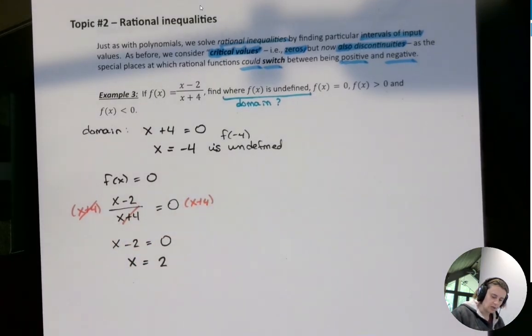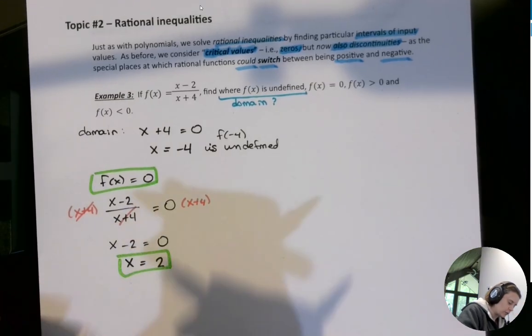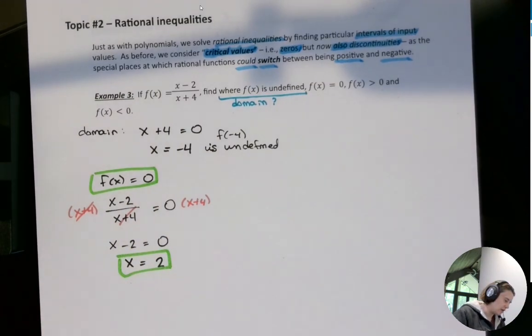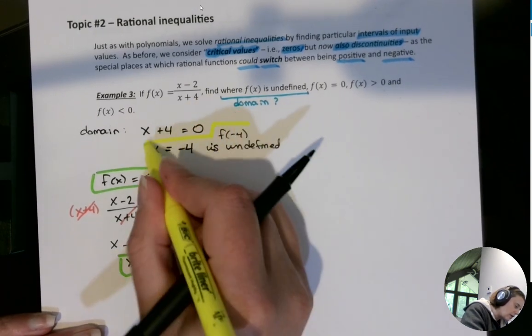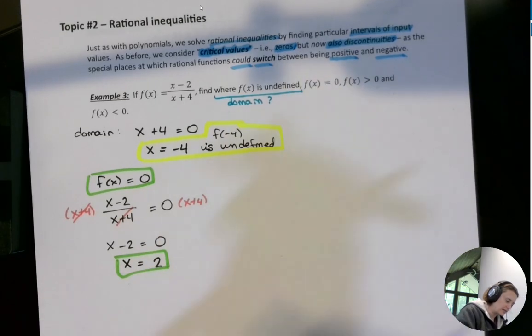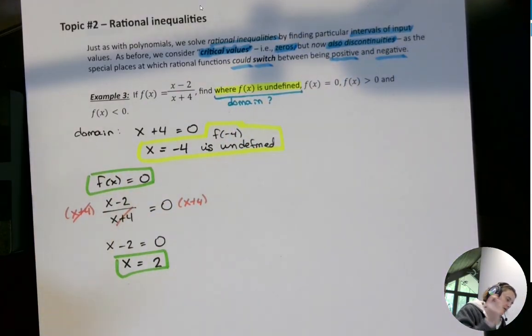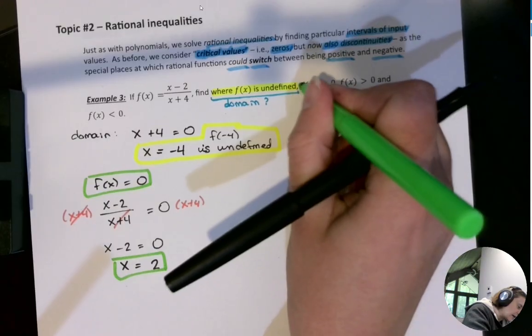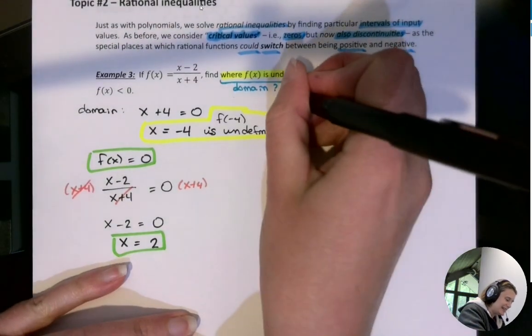So the solution to f of x equals 0 here is going to be x equals 2. I also should have highlighted back up here at x equals -4, f of x is undefined. Okay, so I found the first two pieces, where f of x is undefined and where f of x is equal to 0. Before I can solve either of the inequalities, those two things need to be done.